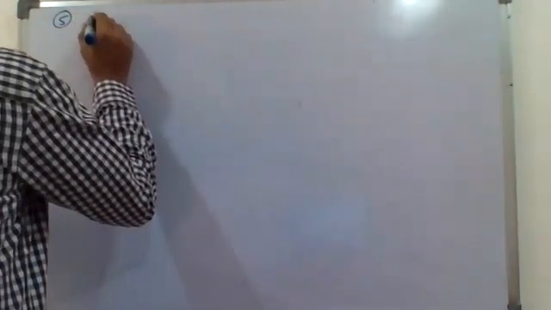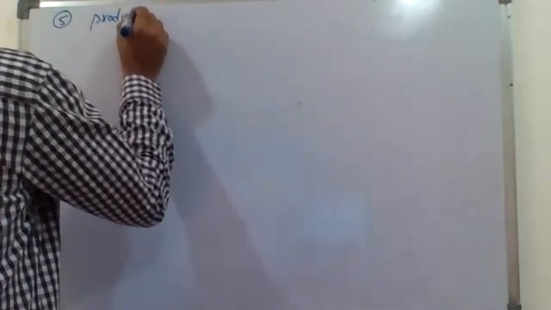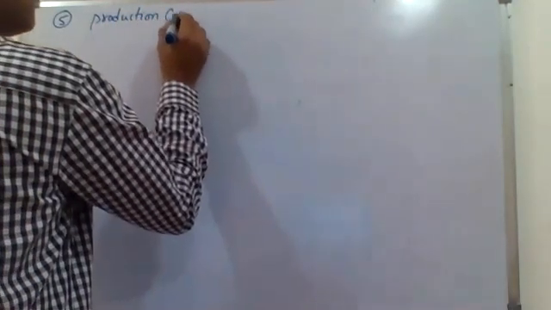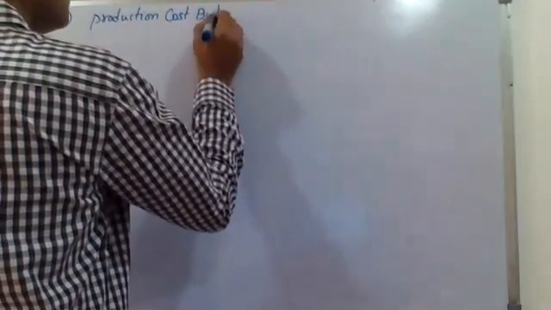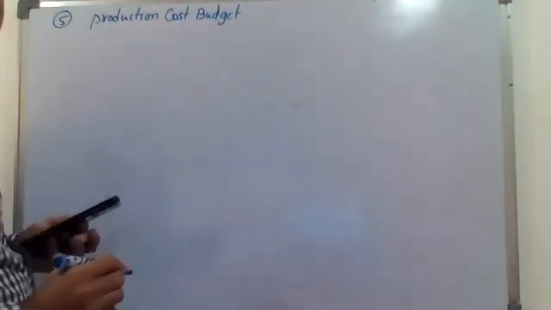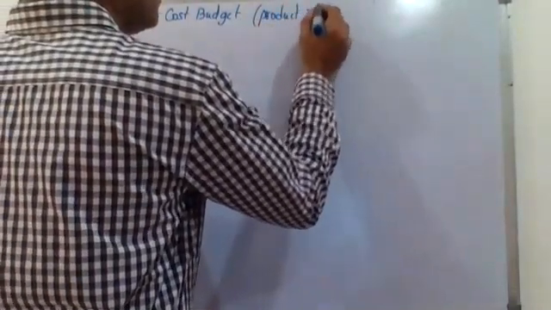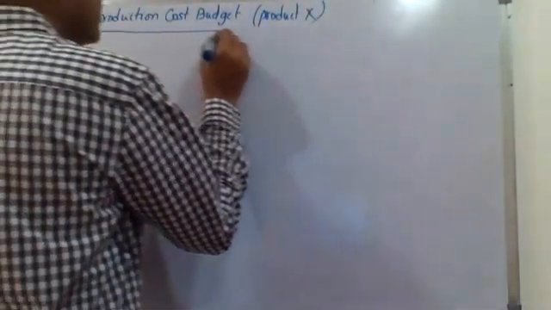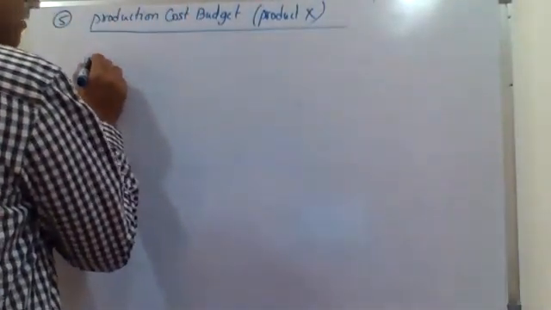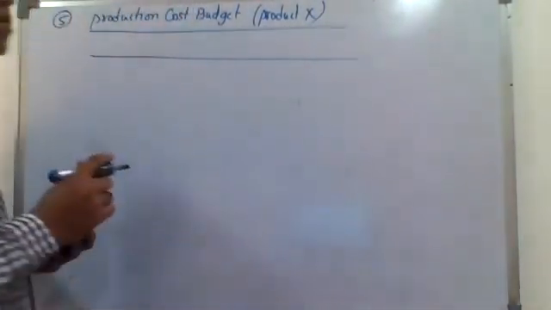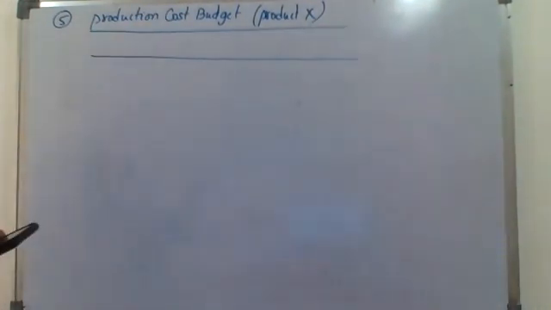Now, when you move to preparing the production cost budget, I'm again doing it for product X only. If you remember, I was saying that production units budget is different from production cost budget, because in production units budget we are only talking about quantity. Now in production cost budget, we'll be talking about the values. What is it that we are going to do here?